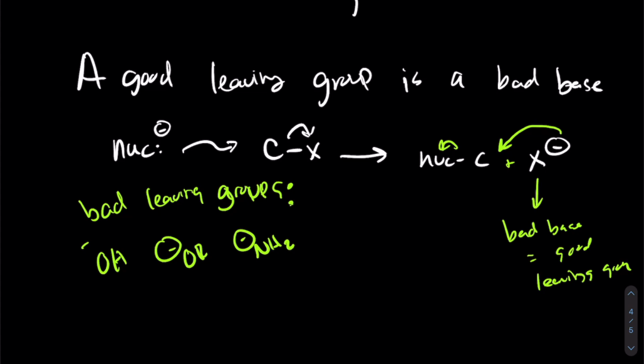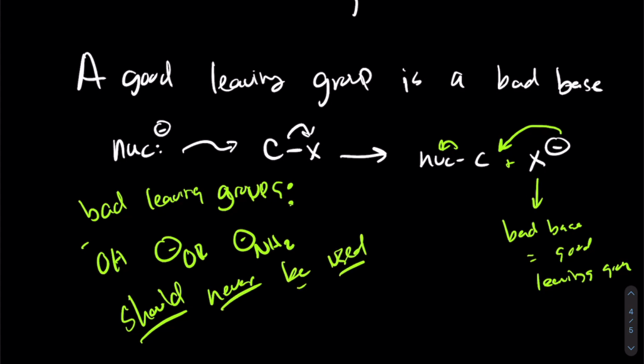But let's just say these bad leaving groups should never be used. And of course there are exceptions where they will be used, but you will never cover them in Organic Chemistry 1. So let's just say you will never kick something off as OH minus or any sort of N minus or anything like that.